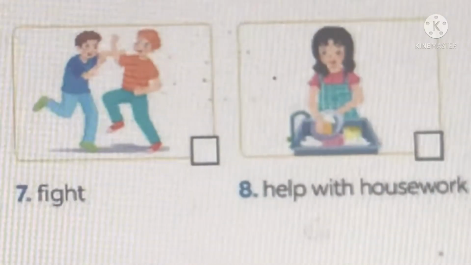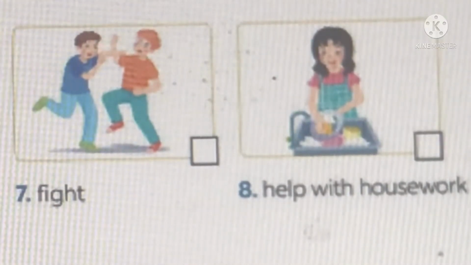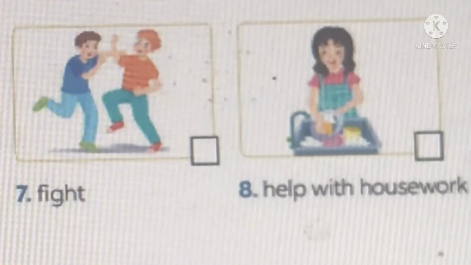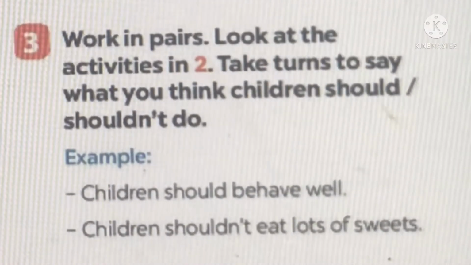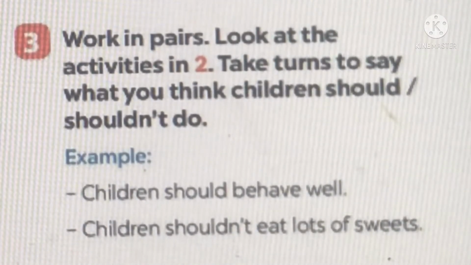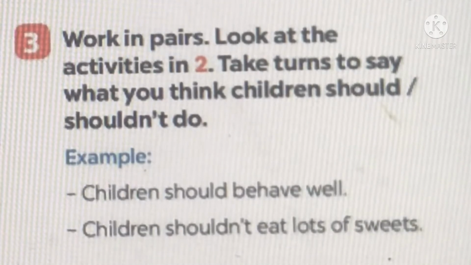7. We shouldn't fight at it, so we put a cross here. And 8. Help with the housework is a good activity, so we put a tick. Let's come to activity 3. Work in pairs. Look at the activities in 2 and take turns to say what you think children should or shouldn't do.